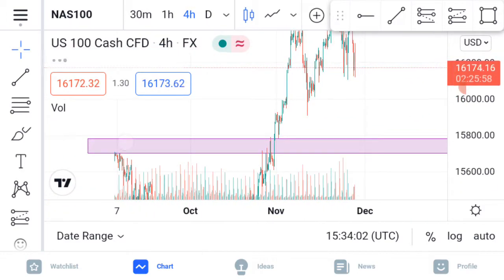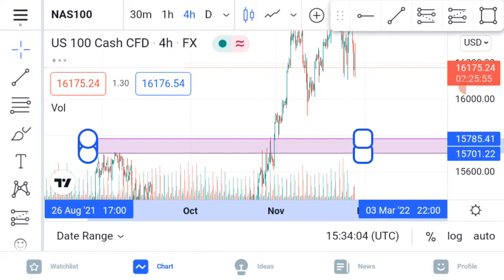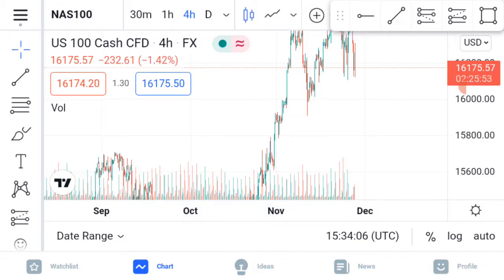And yeah, today we'll be looking at NAS100.